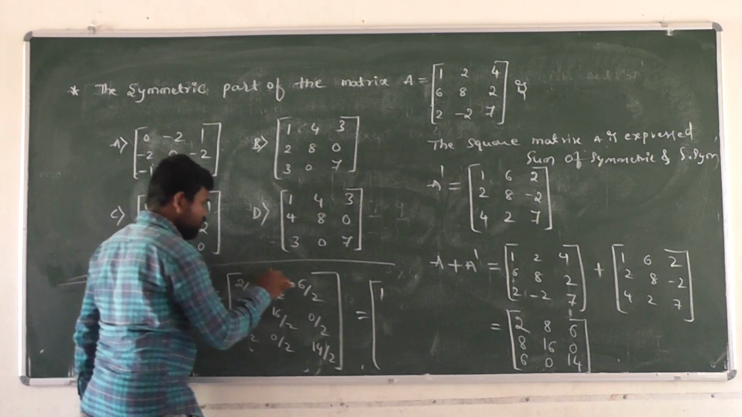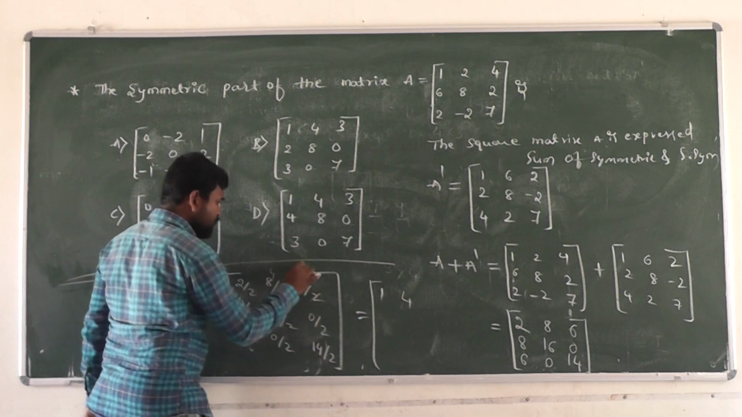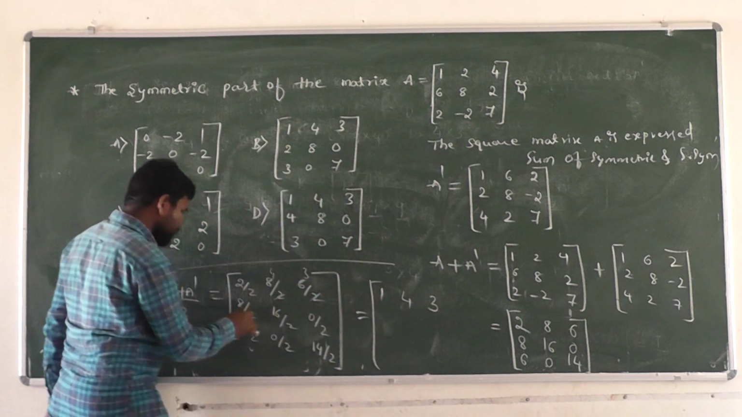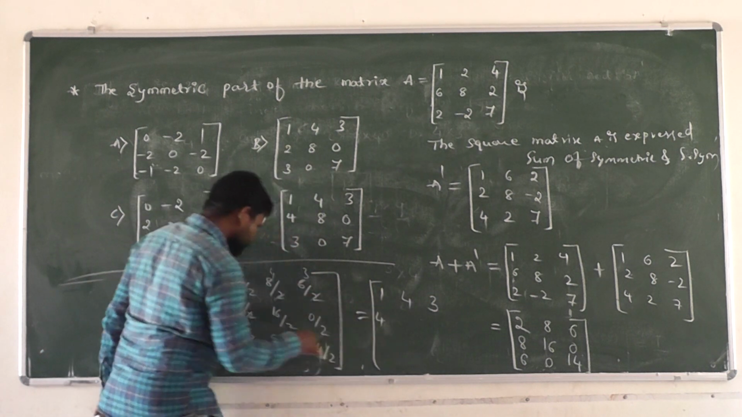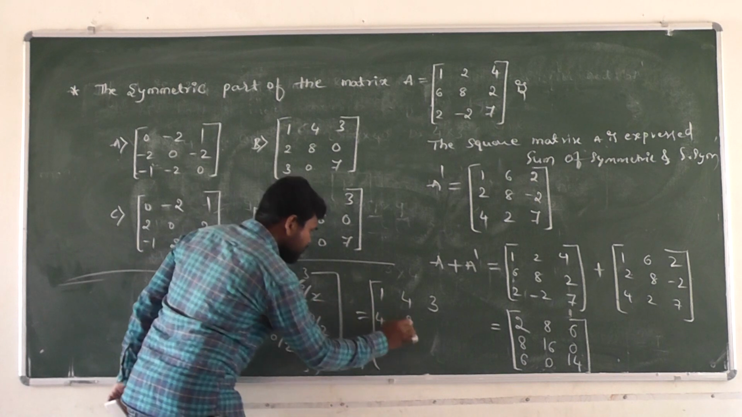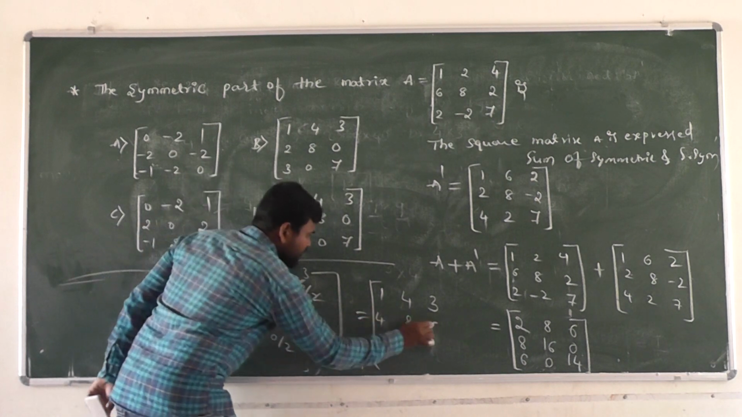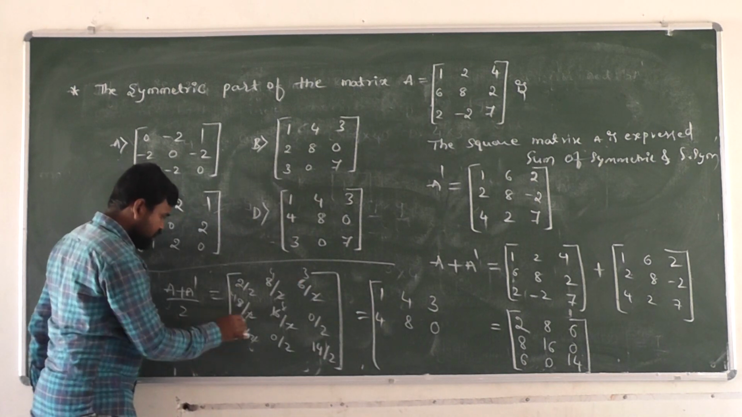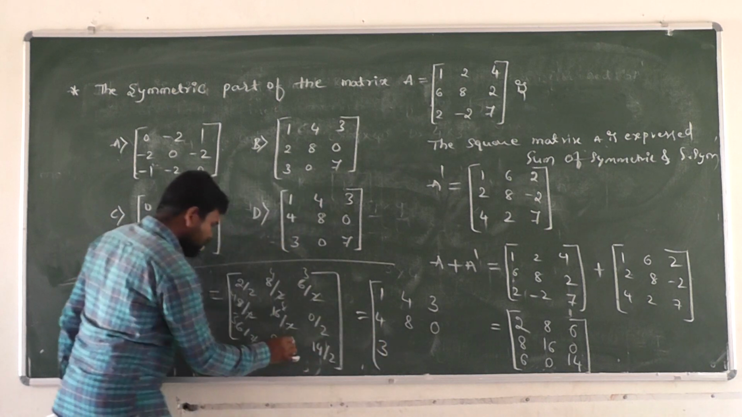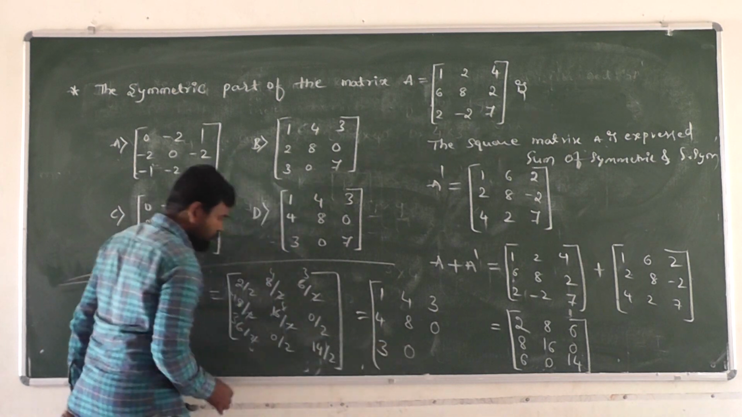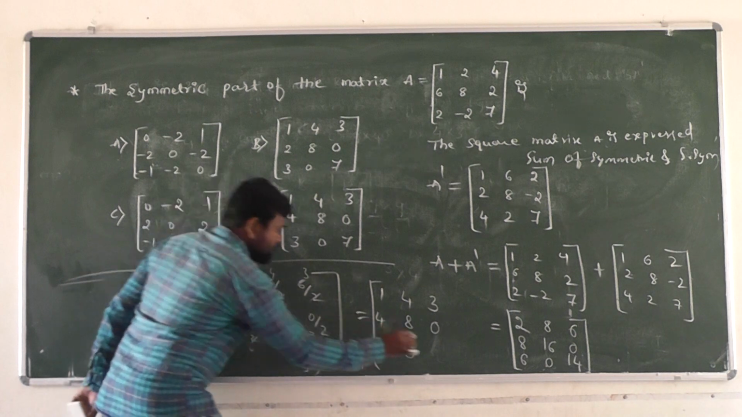2 ones are 2, 4. 4. 2 ones are 2, 3. And next 2 ones are 2, 4. 4. Next 2 ones are 2, 8. Next 0 divided by 2, 0. Next 2 ones are 2, 3. 3. 0 divided by 2, 0. 2 ones are 2, 7.